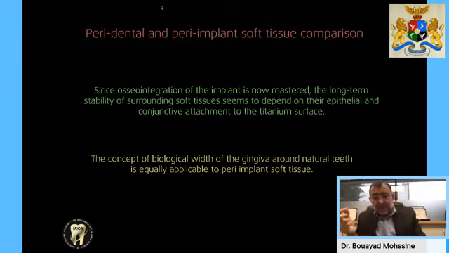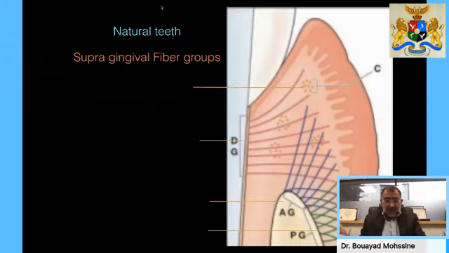The concept of the biological web of the gingiva around natural teeth is equally applicable to the peri-implant soft tissue. And when we know that the osseointegration of the implant is now mastered, the long-term stability of surrounding soft tissue seems to depend on their epithelial and connective attachment to the titanium surface.